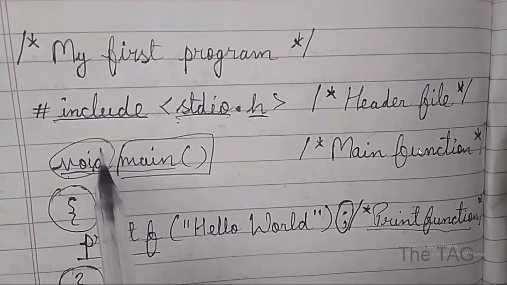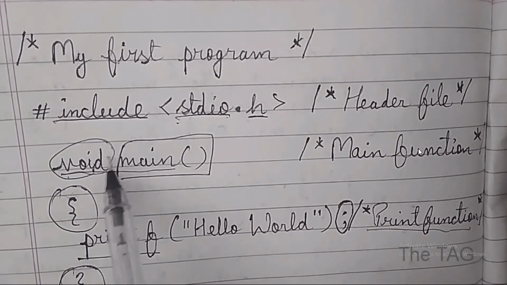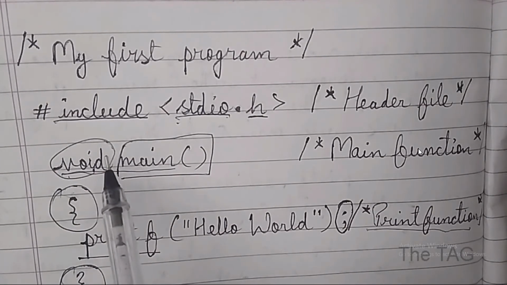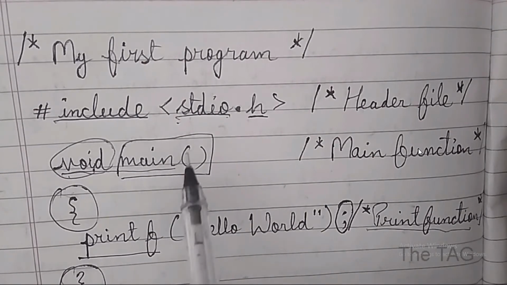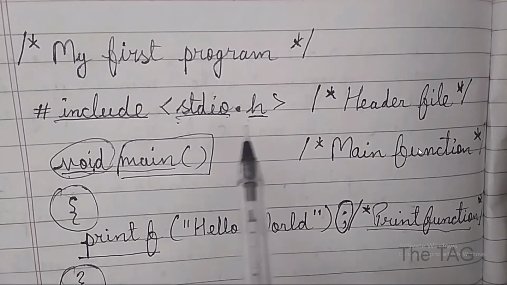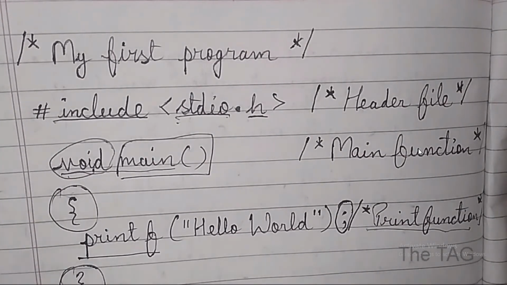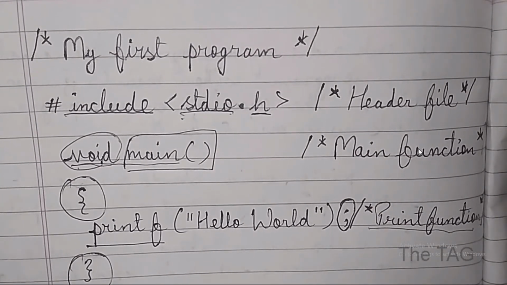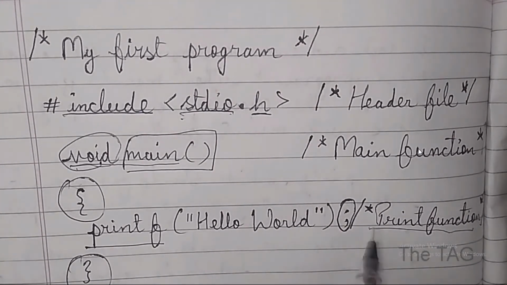Then the void main. Void stands for null, blank or nothing, and main is a prime function which is written in each and every program of C language. You cannot write any C program without the main function because the execution of your program starts with the main function. Now next is printf.